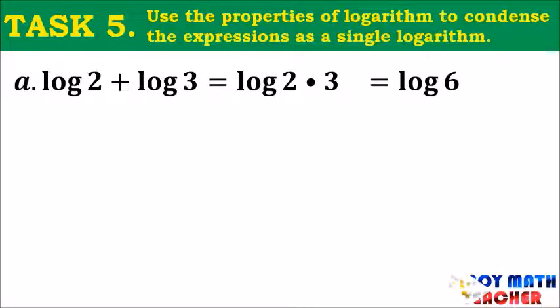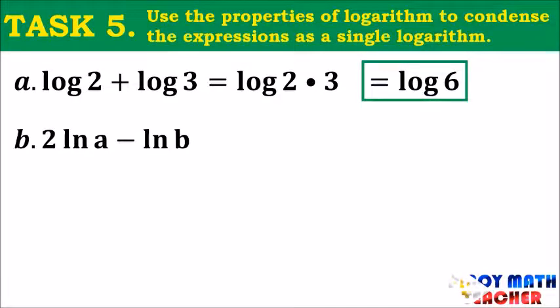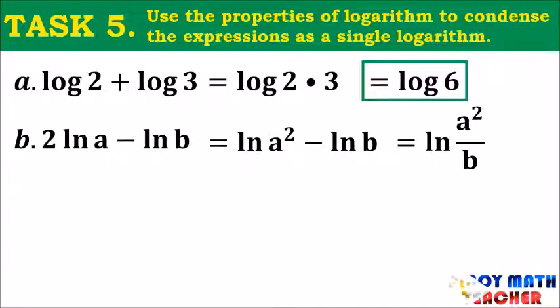Next, letter B. So, given 2 times ln A minus ln B. Ang ginamit dito ay logarithm of an expression to a power at logarithm of a quotient. So, ibalik muna natin yung 2 doon sa A. So, this is equal to ln A squared minus ln B. So, next natin ay logarithm of a quotient. So, yung ginamit dahil minus. So, we have ln A squared over B. So, final answer na yon.